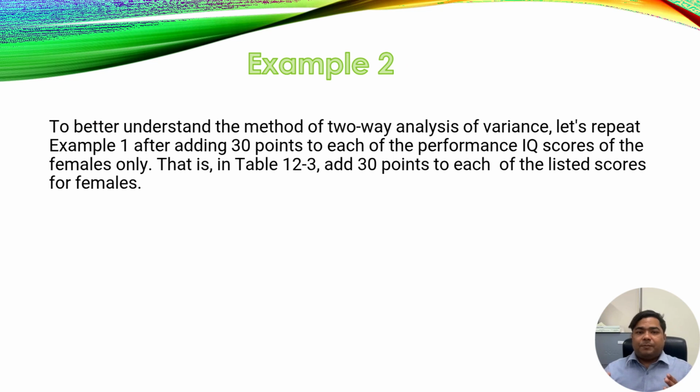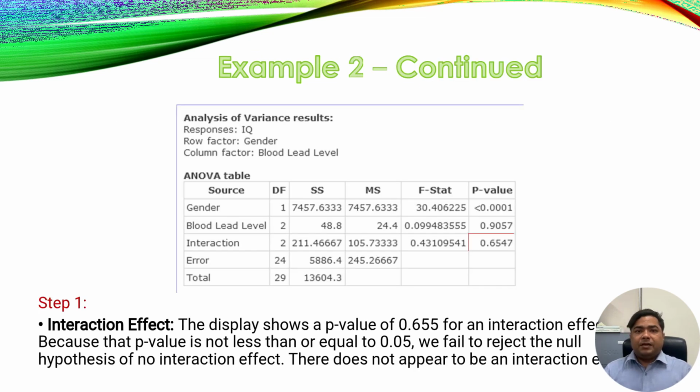Let's explore the impact of adding 30 points to each female's performance intelligence quotient scores in example 1. This adjustment will help us better understand the method of two-way analysis of variance by observing changes in the dataset. The interaction effect analysis shows a p-value of 0.655. Since this is greater than 0.05, we fail to reject the null hypothesis. This indicates no significant interaction effect is present.